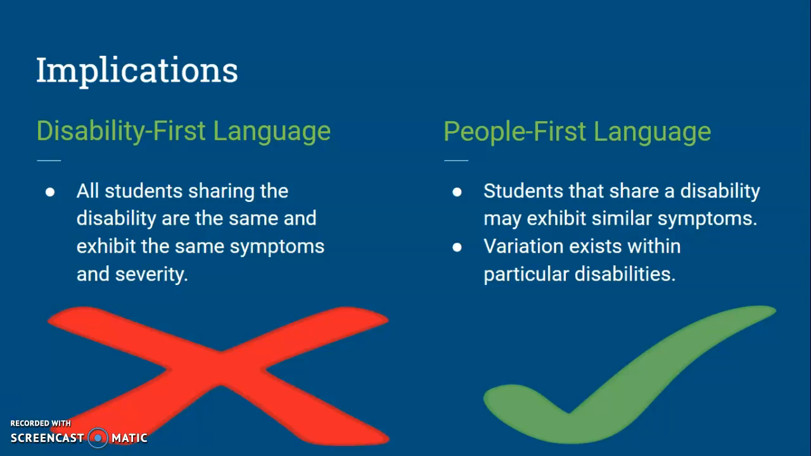Implications of disability first language. It's implying that all students sharing the disability are the same and exhibit the same symptoms and severity of those symptoms, and this is inaccurate. This is wrong. Implications of people first language are that students that share a disability may exhibit some similar symptoms, but variation does exist within those particular disabilities.